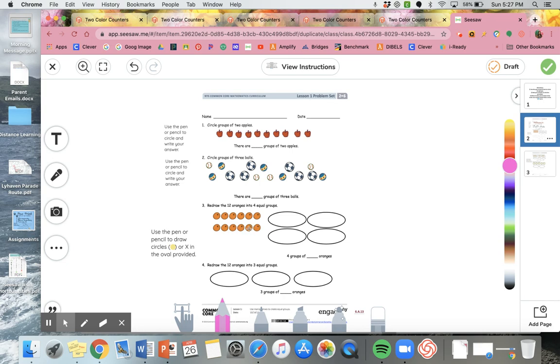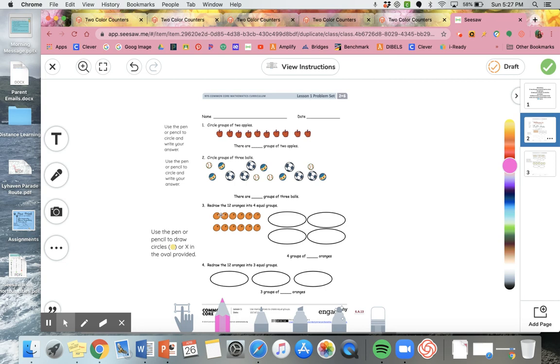So we see the 12 oranges right here on the side, but they want you to separate them or divide them into groups of 4. Okay. So here's my suggestion. You can circle 4 equal groups, meaning you need 4 circles.